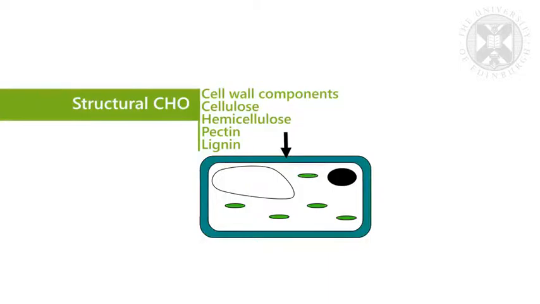Thinking in more detail about the specific cell wall components, these comprise the carbohydrates cellulose, hemicellulose and pectin. They also contain lignin, which is not a carbohydrate. I'll talk about that a bit later. And they contain some proteins, some vitamins and minerals and water as well. But let's just focus for the time being on structural carbohydrate.